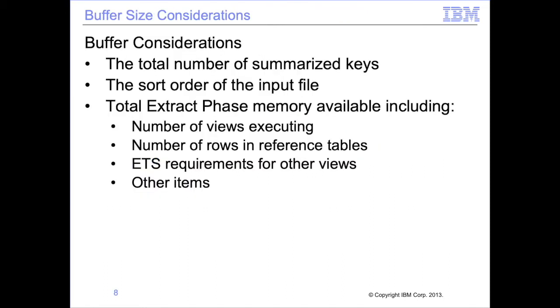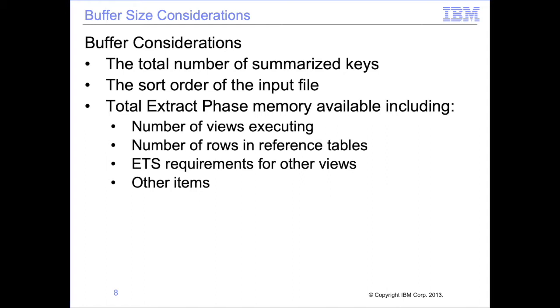If the ETS buffer had been set to 4, no memory would have been wasted, and no unnecessary I/O would have been required. Consider the following when setting the ETS buffer size: the total number of summarized keys in the output file. ETS is often used for thousands and even tens of thousands of rows. However, it's typically not used for hundreds of thousands of rows or more. Also consider the sort order of the input file. If the sort fields for the views are the same as the sort order of the input event file, then a buffer size of 1 will result in no duplicates in the extract file. This is because once a row is dumped to the extract file, the same key will not appear again in the input file.